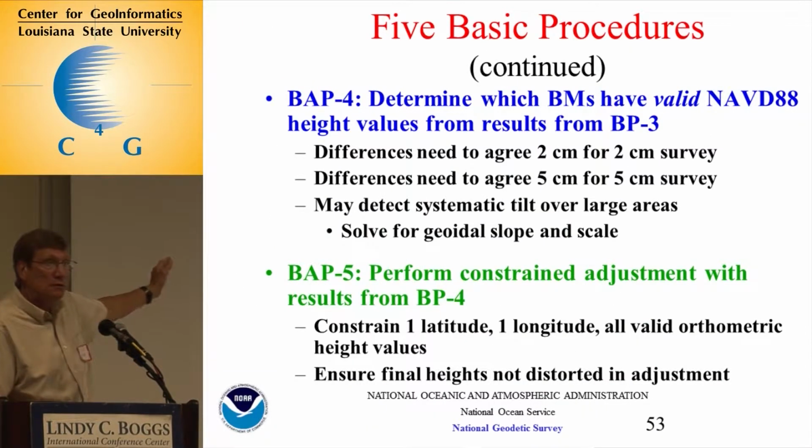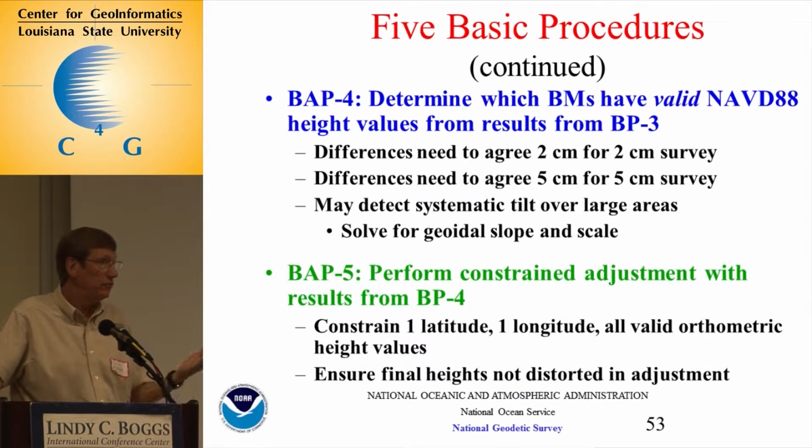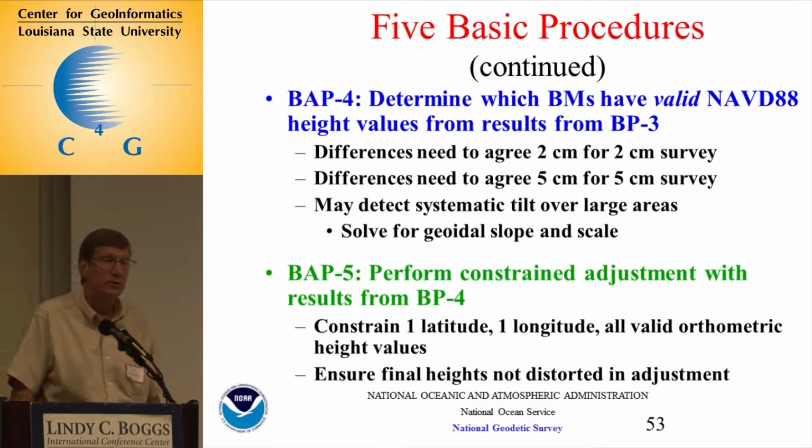So you got to have these differences fit within 2 centimeters. The hard part is looking for systematic tilts, and that's part of why you occupy these benchmarks. And in the past, with the geoid models, that was even more significant, and it's still significant in some parts of the country. All right? So now you got to solve for a slope and scale, and I'm going to show you what that looks like. And then once you figure out the good heights, you do a constraint adjustment.